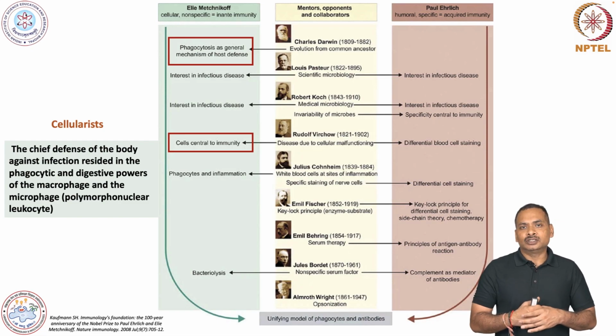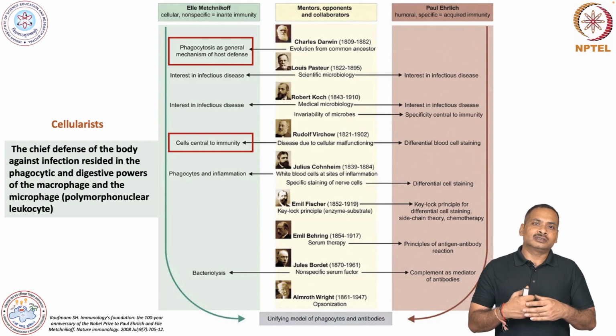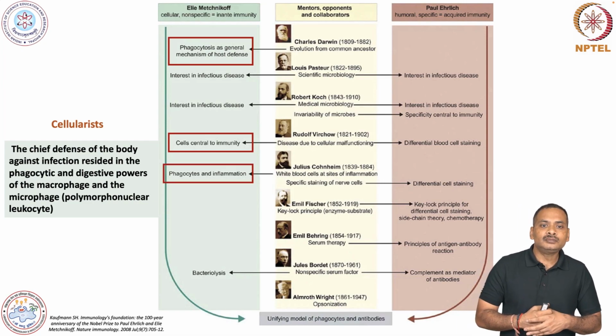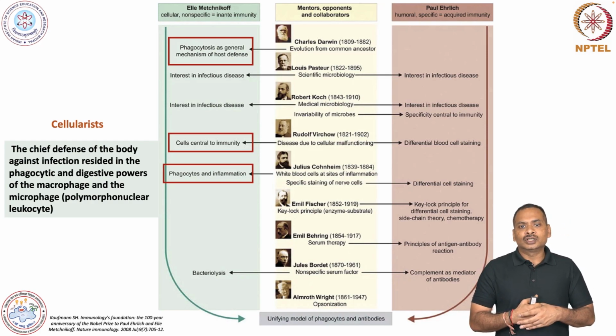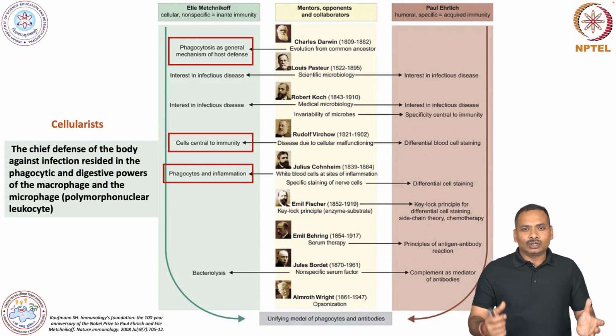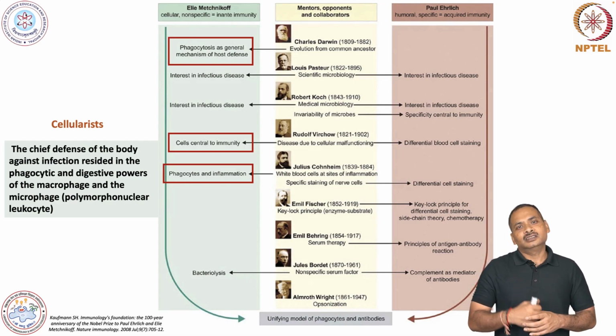Another is Rudolf Virchow, who also supported this theory by saying that cells are central in immunity and defense. There is also Julius Cohnheim, who supported this theory and discovered white blood cells present at the site of inflammation. We will discuss all these white blood cells and inflammation at great length in future sessions of this course.